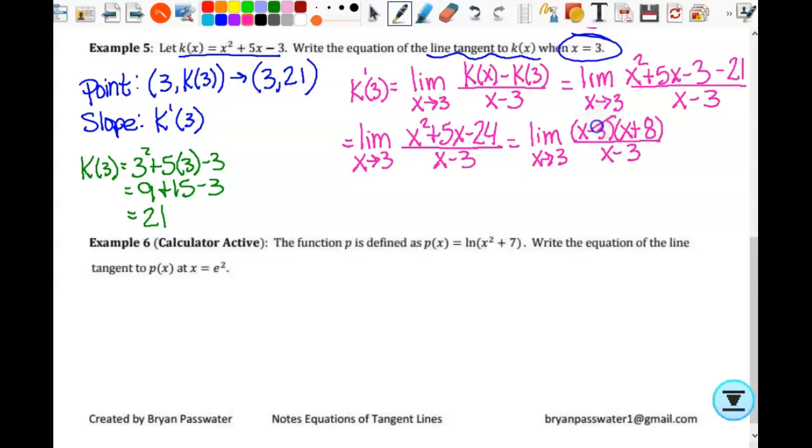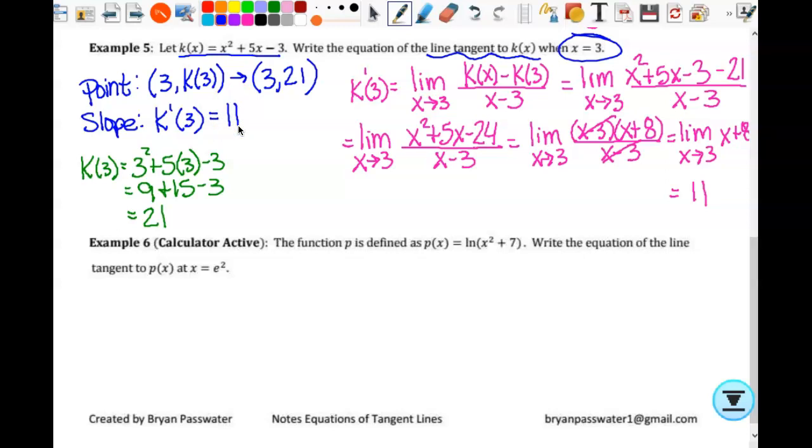So then I can cancel those out, right? That leaves me with the limit as x approaches 3 of x plus 8. Now, I can substitute in the 3, just do it by direct substitution, and that limit is equal to what? 11, okay? Which means k prime of 3 is equal to 11.